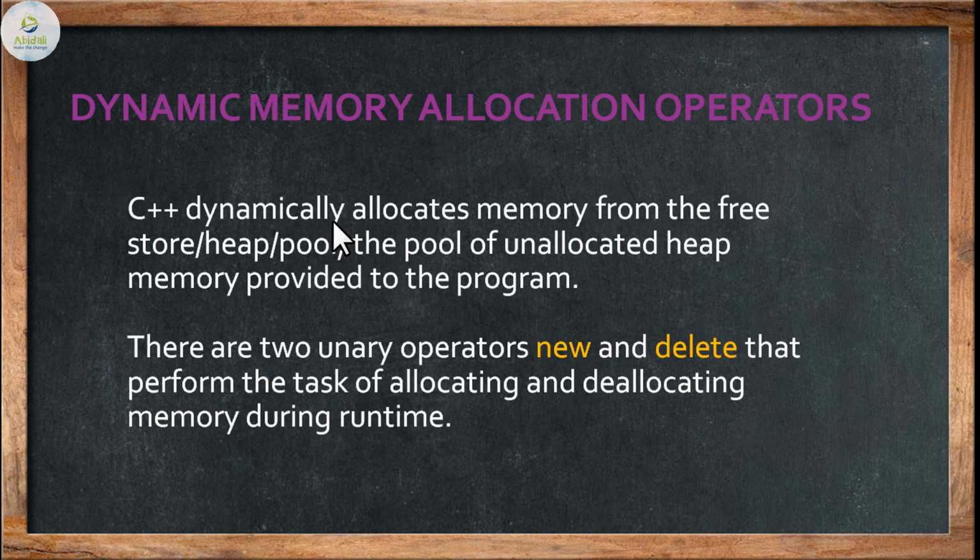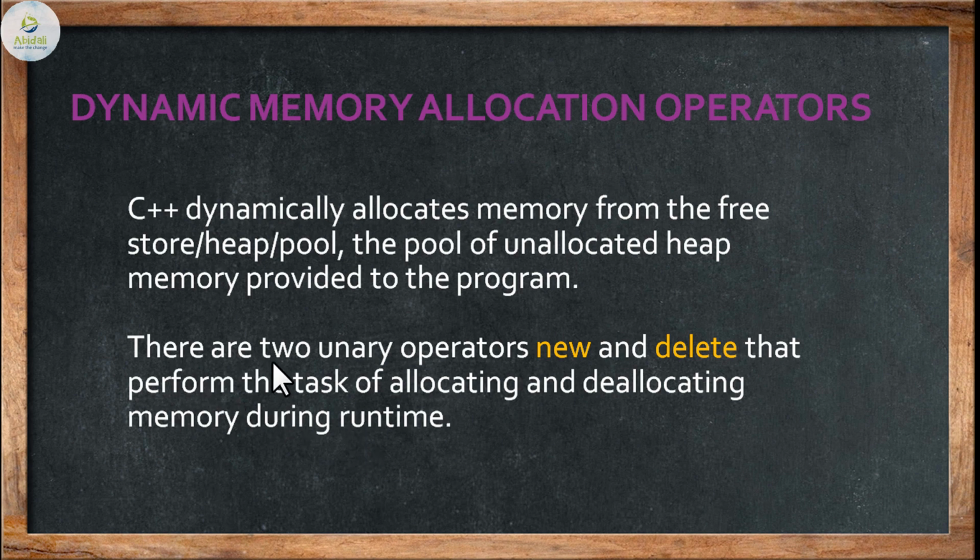But the reverse of that is dynamic allocation. So in C++, dynamic allocation memory is available from a different area, called the free store, heap, or pool. What is the pool? The pool is the area of unallocated heap memory. Heap means one after another. Okay, an area where the free memory is available, provided to the program. So dynamic allocation means the allocation that is done during the runtime. That's the word. In static, compilation time. In dynamic, we will be talking about runtime memory allocation.